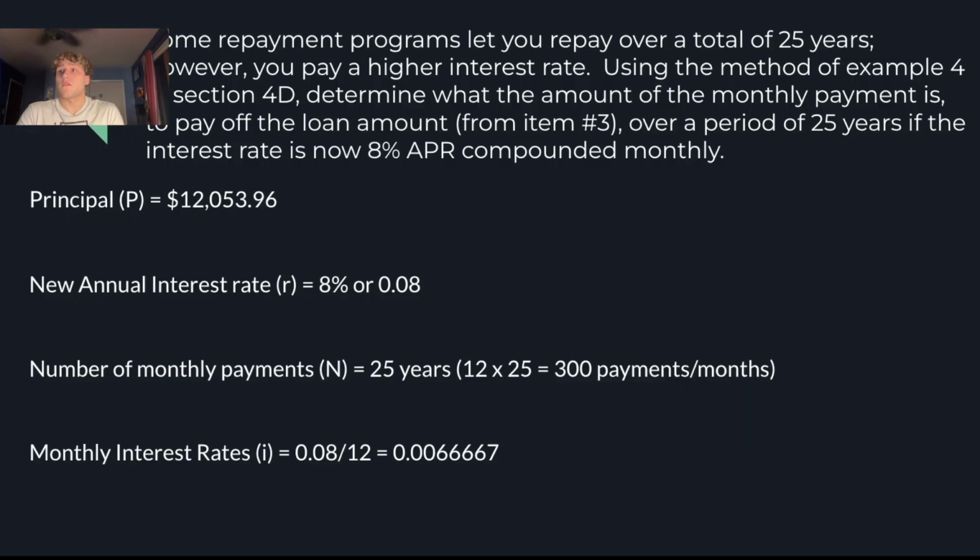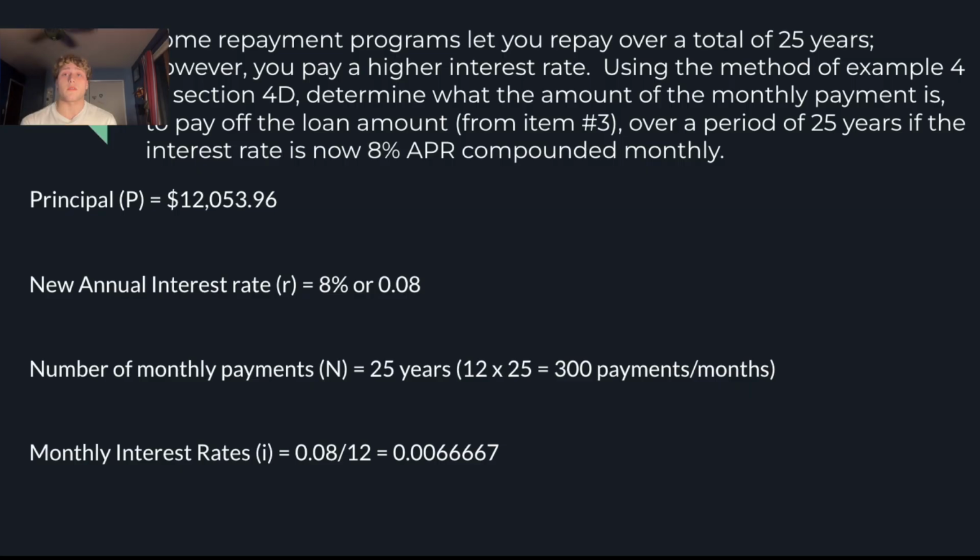What is the amount of monthly payment to pay off the loan? Hold on, I got mixed up. Using the method of example 4 in section 4D, as we explained before, determine what the amount of the monthly payment is to pay off the loan over a 25-year period. So this is essentially the same question, just over a 25-year repayment plan with an 8% APR compounded monthly.